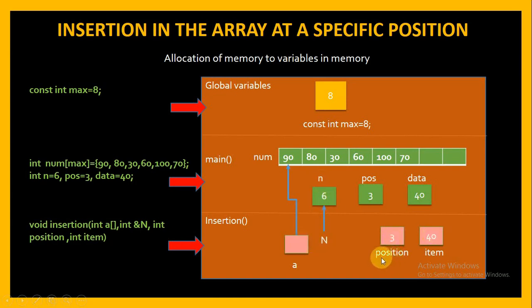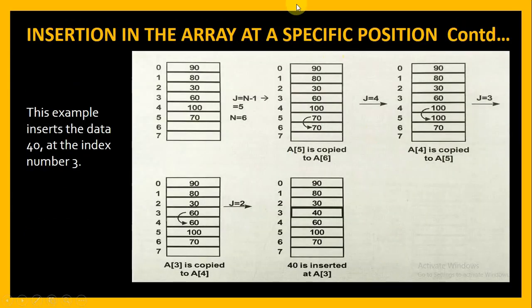Then I have declared a variable, which is passed by value. So I have declared a variable position which has the value 3 passed from pos, and I have declared one more variable item, whose value is passed from data, which is 40. So item will take the value 40. So this is the memory diagram of my program. Let's see the working of the program.